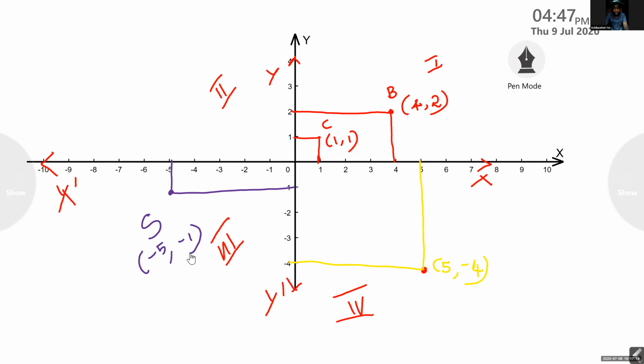Now one more point I am marking here, in the second quadrant. How to find the location? Draw downwards. It will touch negative 1. Then draw to the left side, no, sorry, to the right side. It will touch 2. Clear? These are the positions.